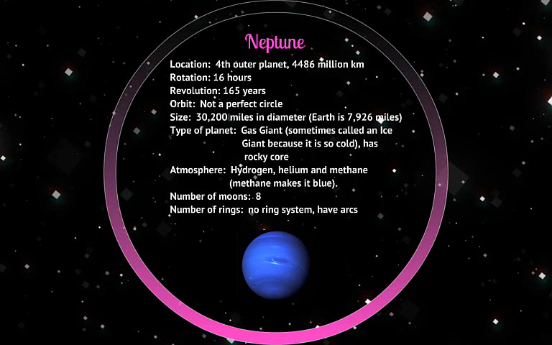But it, like Saturn, has a rocky core. Its atmosphere is hydrogen, helium, and methane. Just like Uranus, methane makes it blue. It has 8 moons and no ring system, but it does have some arcs. So not complete rings, but some arcs that surround it.